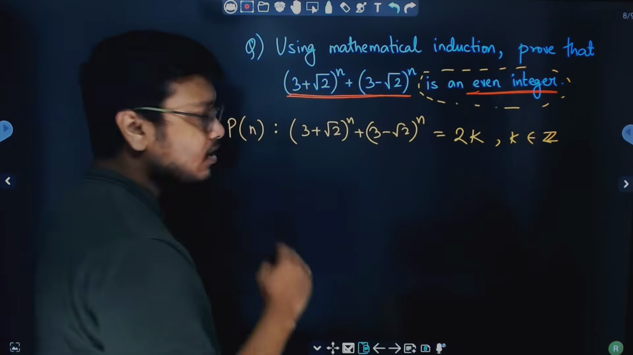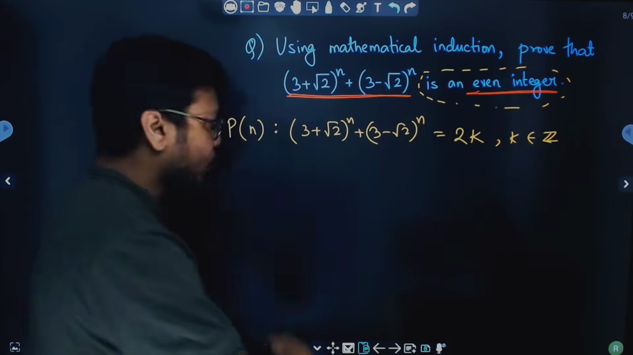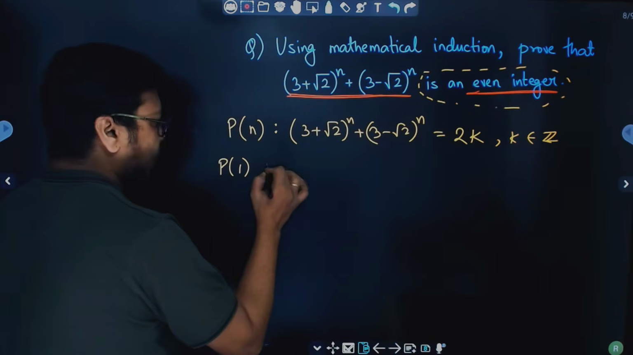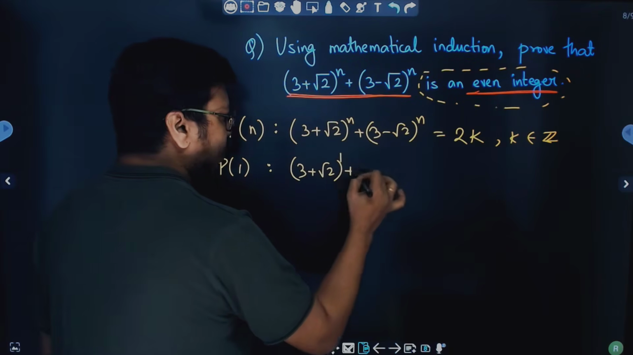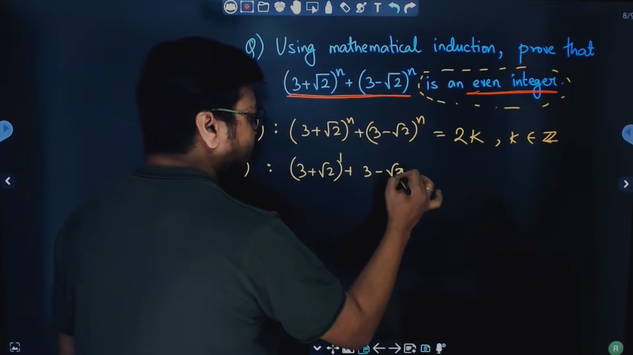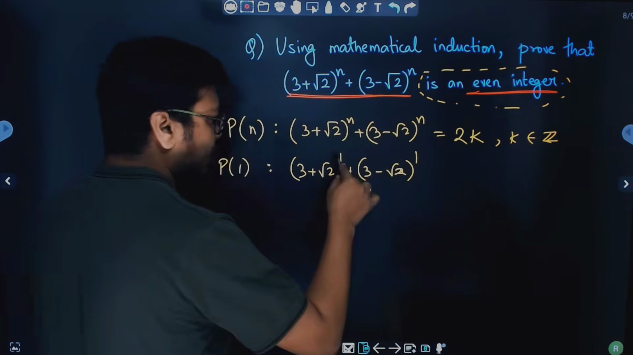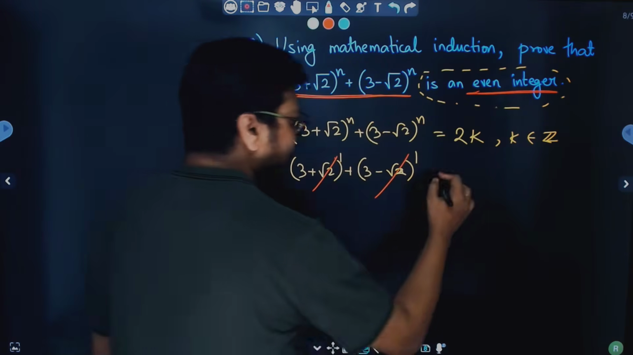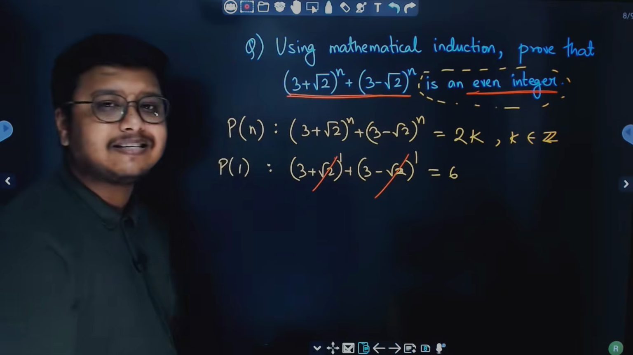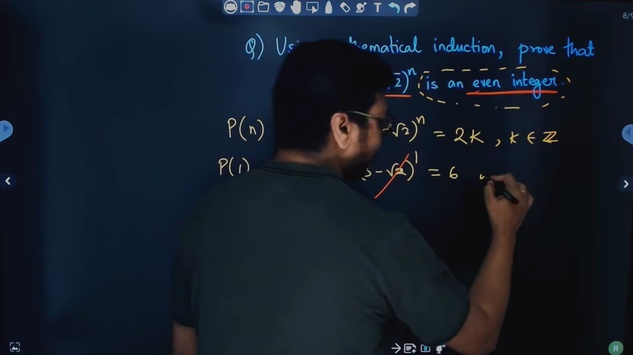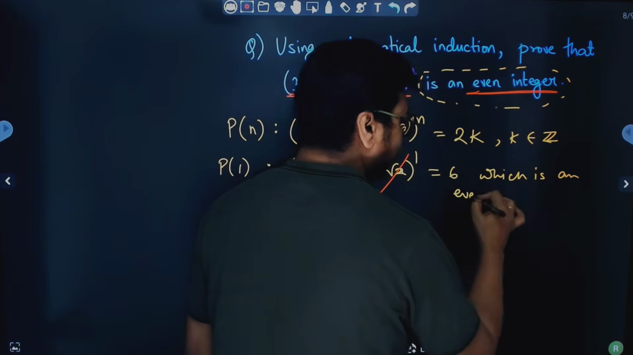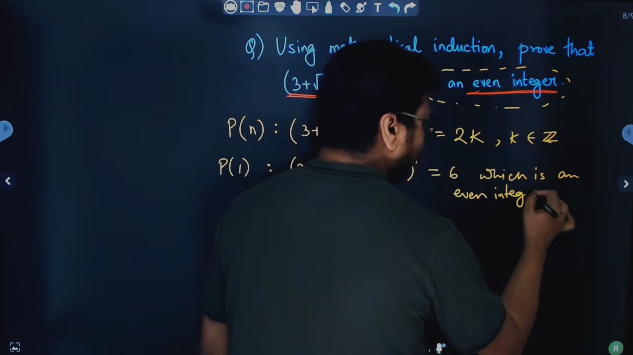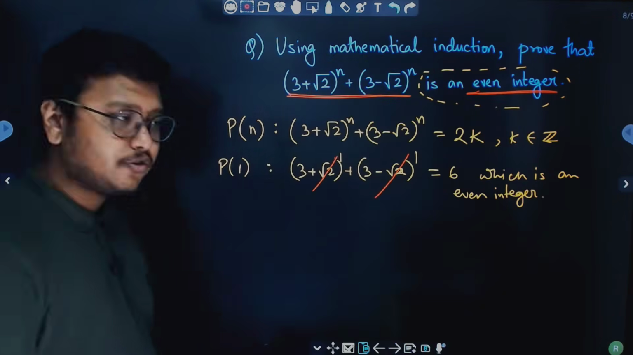So that ensures that it's an even integer. Okay, so let's get started with n value 1. P of 1 would give me (3 plus root 2) to the power 1 plus (3 minus root 2) to the power 1, and my root 2 would get cancelled. That would be 6, and 6 is definitely an even integer, right? So our first statement is true.